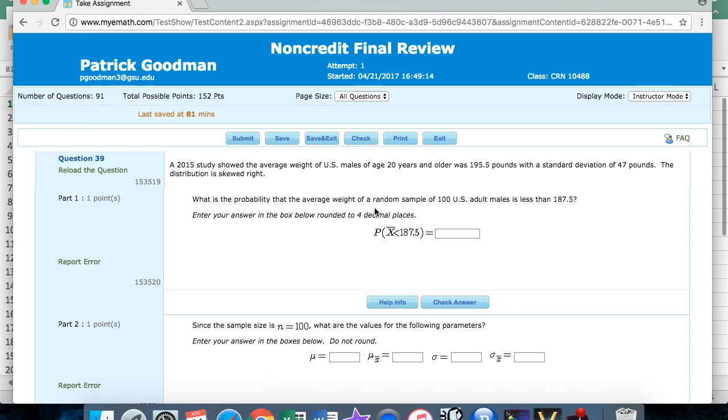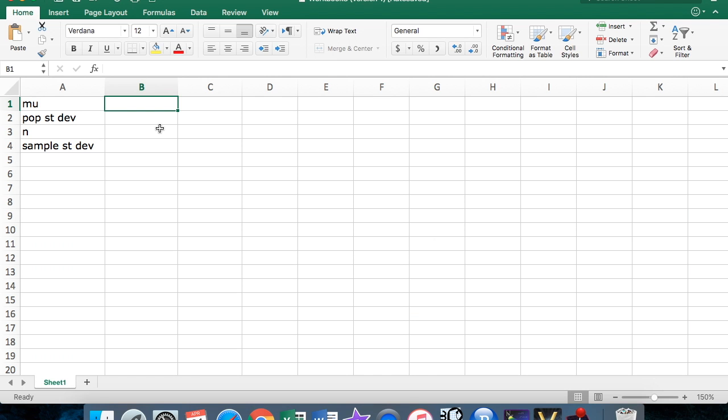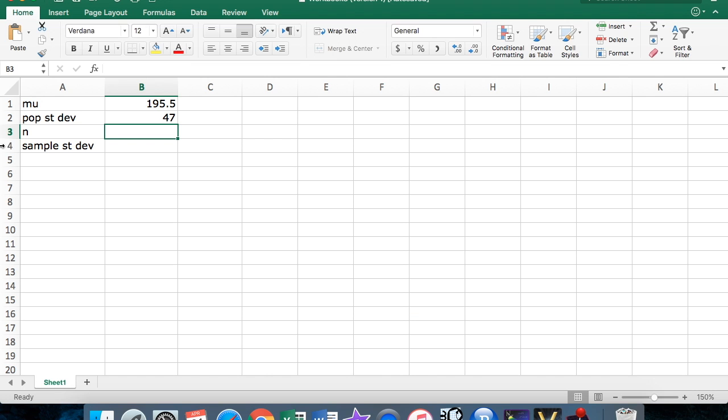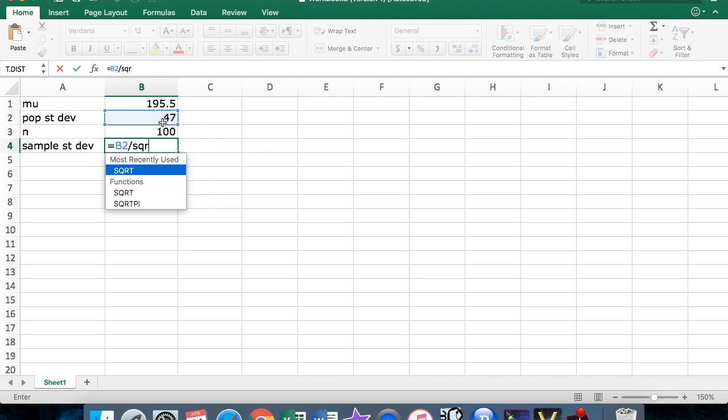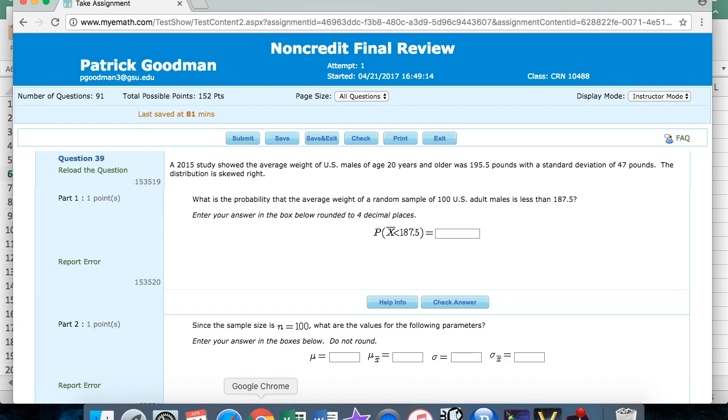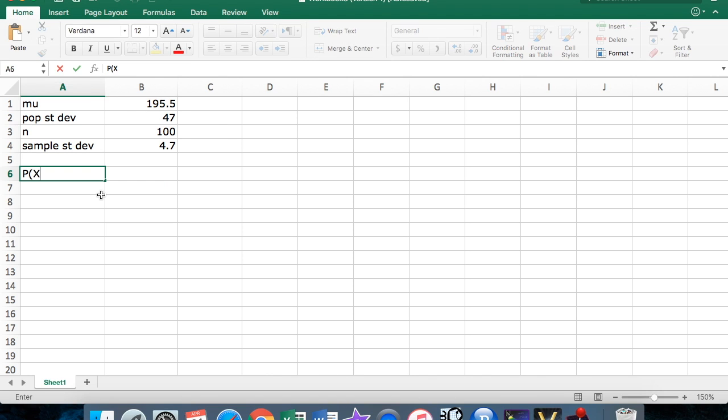My mu is just 195.5. My population standard deviation is 47. My n was the sample of 100 adult males. And then my sample standard deviation is, you take your standard deviation before, divide by the square root of your sample size, right? Okay, so 4.7. So we want to find a probability here: the probability x is less than 187.5.